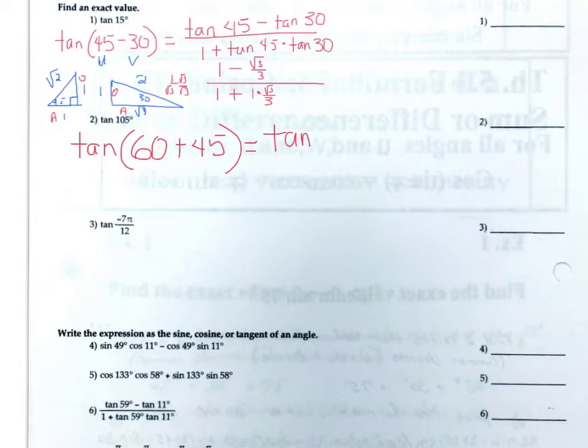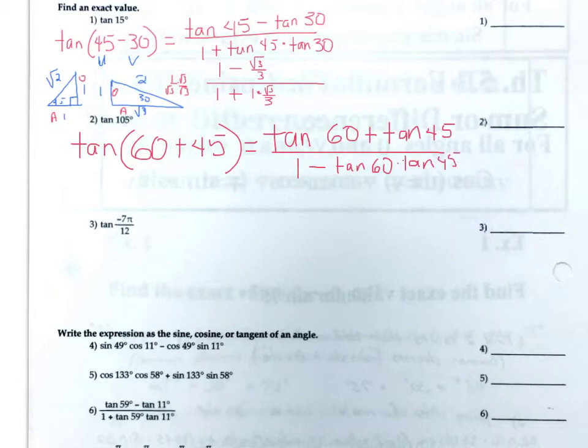Right. Okay, so here's going to be tangent of 60. It's a plus, so I keep the plus. Tangent of 45, divided by 1 minus, because it's the opposite side, tangent of 60 times tangent of 45.